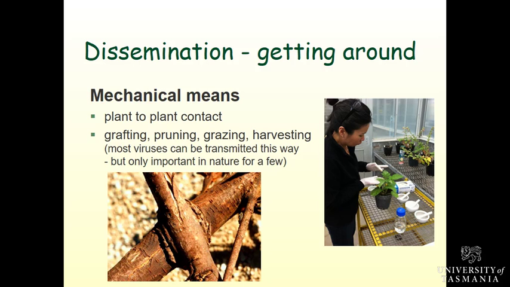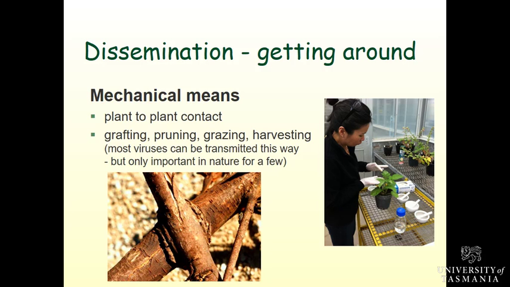So we don't grow tobacco in Tasmania anymore, but we used to. And tobacco mosaic virus would have been very common, with big fat leafy leaves that rub against each other in the wind and transmit the virus. But you can also transmit it by grafting, pruning, grazing, harvesting. So anytime you're cutting the plant, you're releasing sap, and then you move on to a healthy plant, there is the possibility of transmission in that manner.